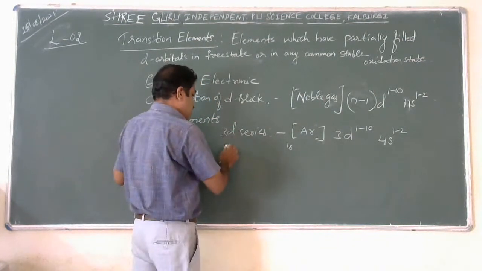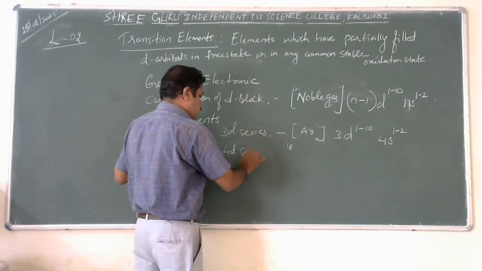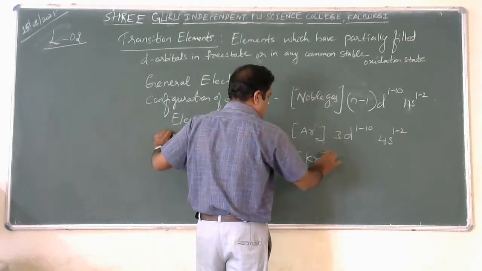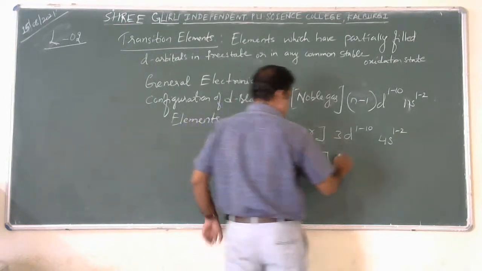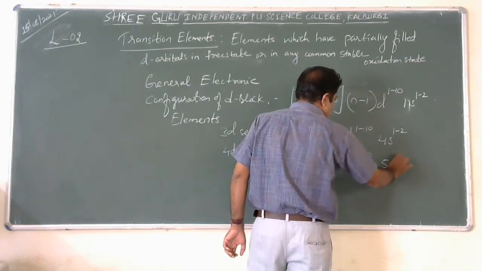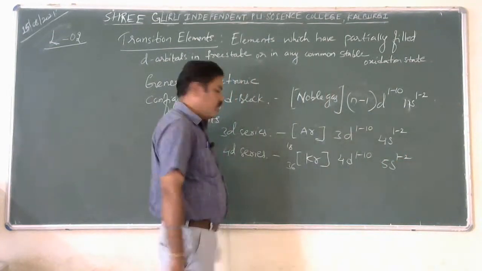Then the 4d series. What is it? Krypton, the noble gas, that is 36. The 4d orbitals are successively filled, and 5s 1 to 2 are completely filled.